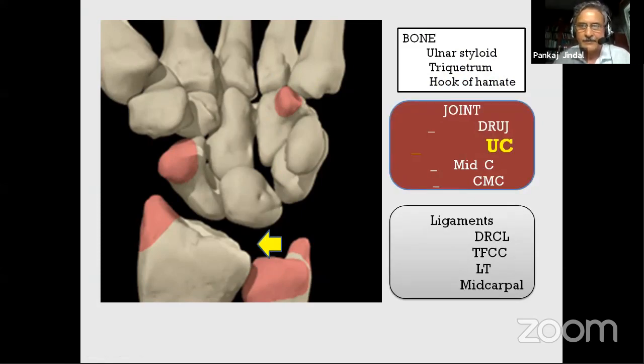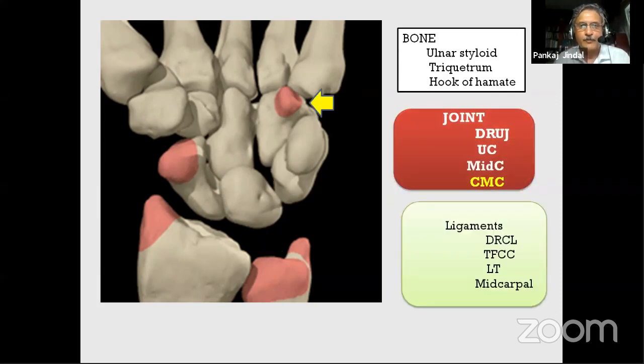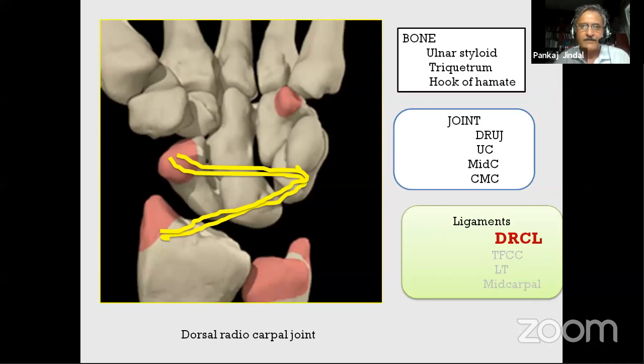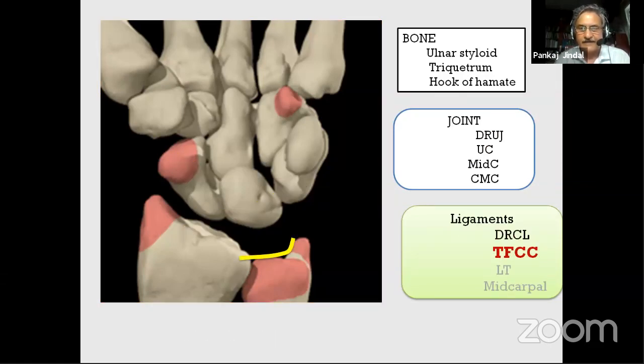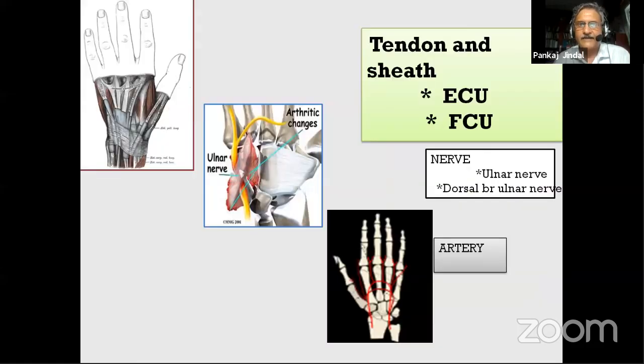Then it can be the ulnocarpal joint. That will be another extension of what we are going to talk about now. It can be the midcarpal joint. It can be the carpometacarpal joint. Coming to the ligaments, it can be the dorsal radiocarpal ligament, the TFCC, a big question which we are going to deal with now. It can be the lunotriquetral joint ligaments here, or it can be the tendons.